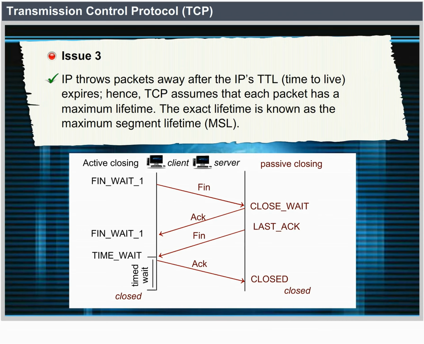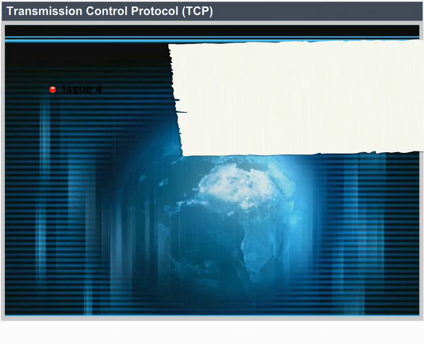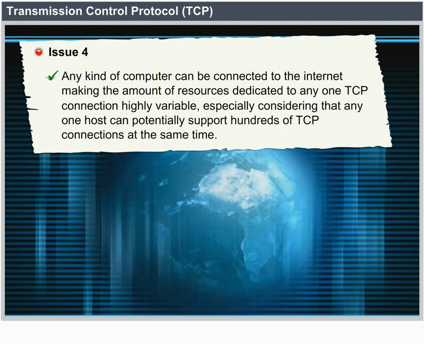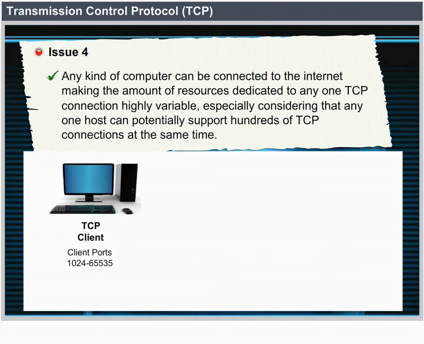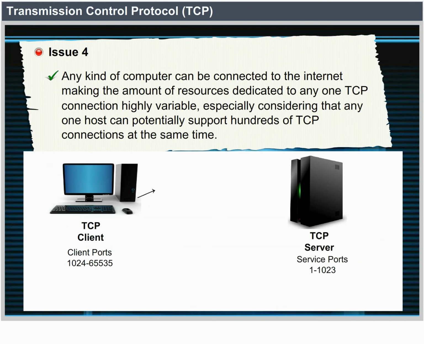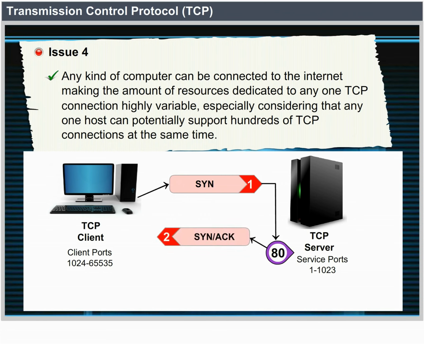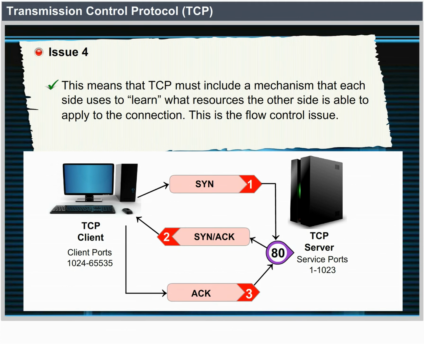Issue 4. Any kind of computer can be connected to the Internet, making the amount of resources dedicated to any one TCP connection highly variable, especially considering that any one host can potentially support hundreds of TCP connections at the same time. This means that TCP must include a mechanism that each side uses to learn what resources the other side is able to apply to the connection. This is the flow control issue.